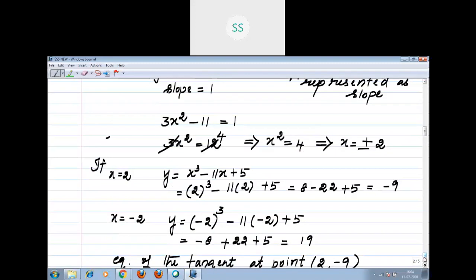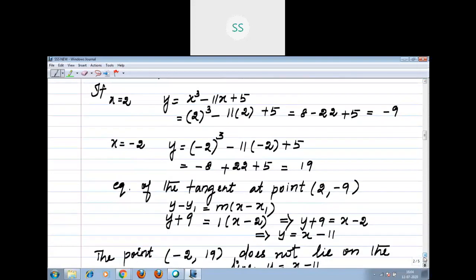Now, using the point, you are going to find the equation of the tangent. Equation of the tangent at a point, in point slope form, is y minus y1 equal to m into x minus x1. Here you are going to substitute the points in the equation. Which one it satisfies, you are checking. 2 comma minus 9 is satisfied. Minus 2 comma 19 does not satisfy. So the point does not lie on the line.